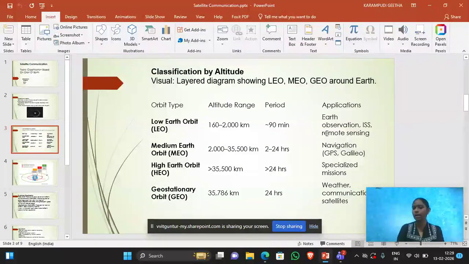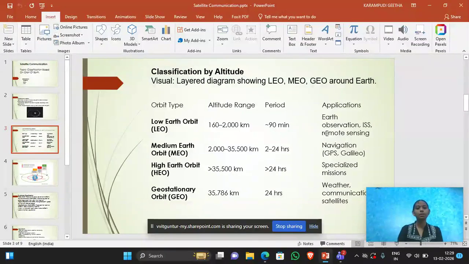Low Earth orbit needs a larger number of satellites because its time period is less and its coverage area is small, so it needs more satellites. The applications are Earth observation, ISS, and remote sensing.